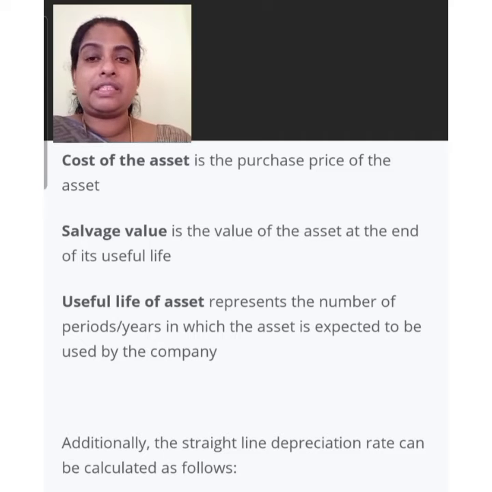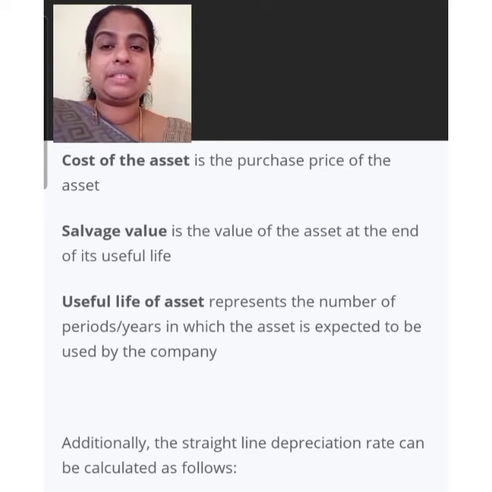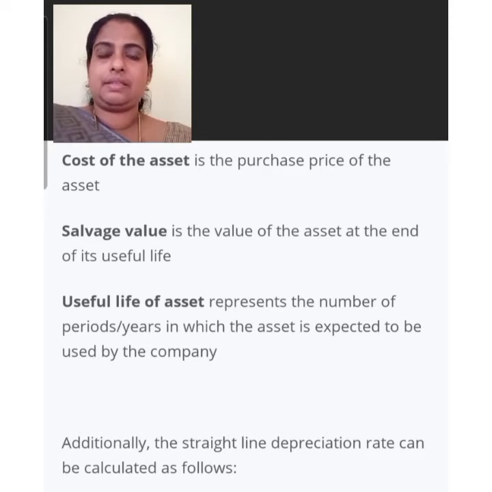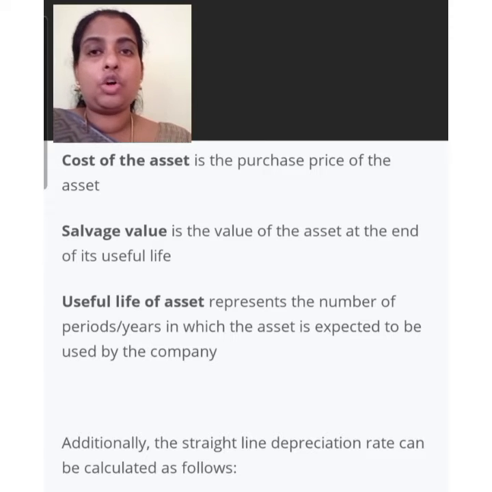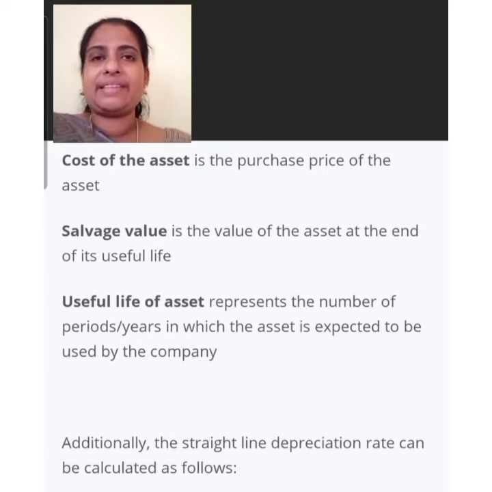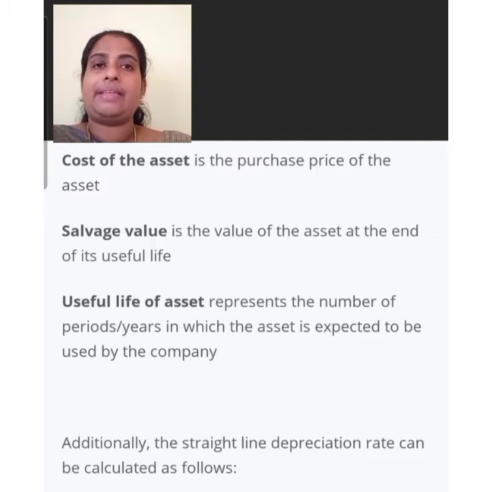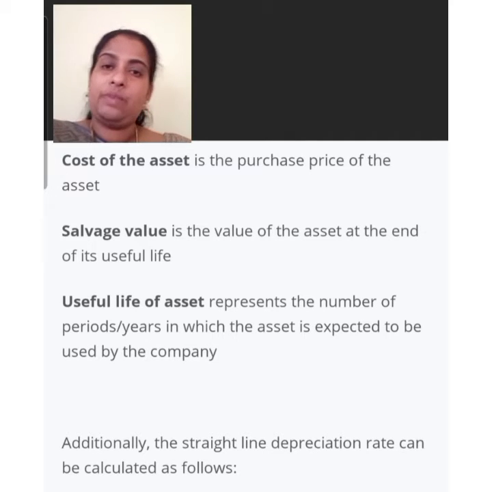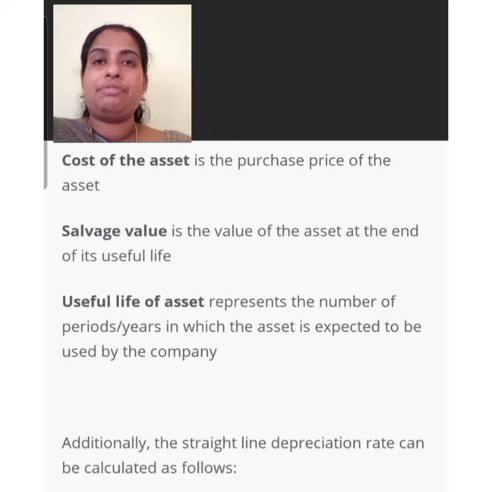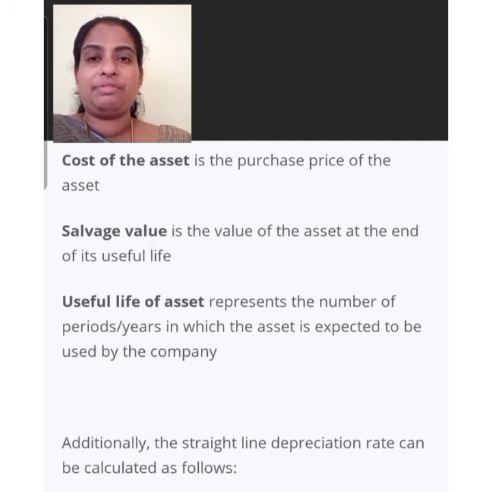Then the second one is estimated useful life of the asset. The estimated working life of the asset may be measured in terms of years or months or hours or kilometers or output, etc. In case of depreciation, the value of the asset is allocated over the estimated useful life of the asset. If expected life is more, the rate of depreciation will be lesser and vice versa. The useful life of the assets depends upon the following factors.